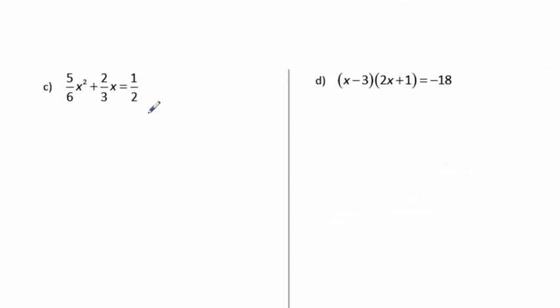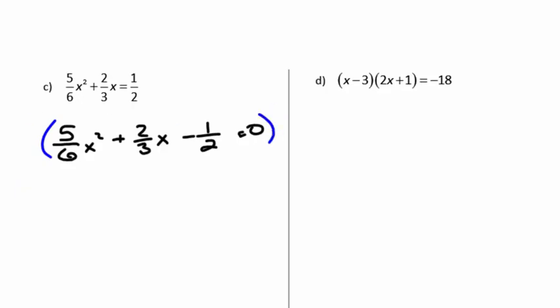Part C, let's subtract the 1/2 over to get this equal to 0. That's going to be 5/6 x squared plus 2/3 x minus 1/2 equals 0. The a is 5/6, the b is 2/3, and the c is negative 1/2. But I really am not looking forward to plugging in those fractions into the quadratic formula. So since this is an equation, I can multiply everything by the common denominator to simplify it.